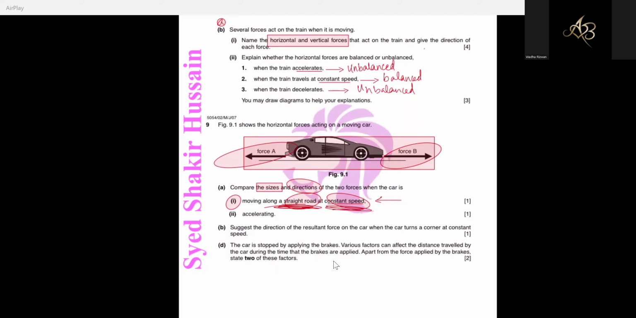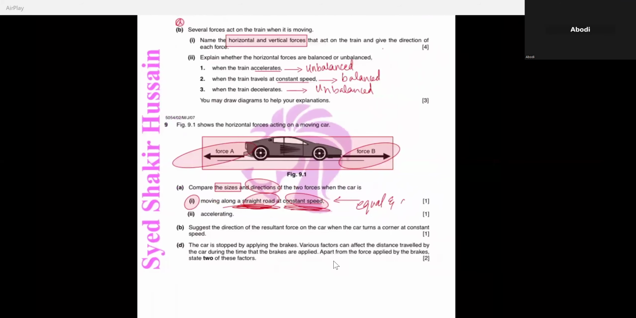So the value of force A and B would be equal. Very good. I'm not actually asking you the exact value. I'm asking you to compare the values of A and B. How will the values of force A and force B compare when the car is moving at a constant speed? It will be equal because it's moving on a straight road at a constant speed. Sir, at first I didn't get the question. Now I get it. Okay, and you get the answer as well.